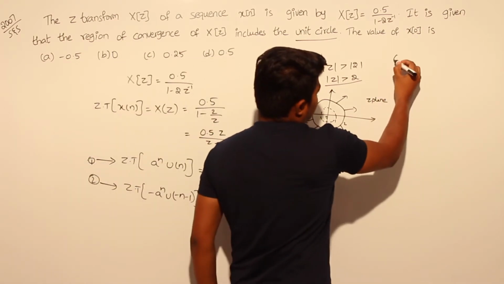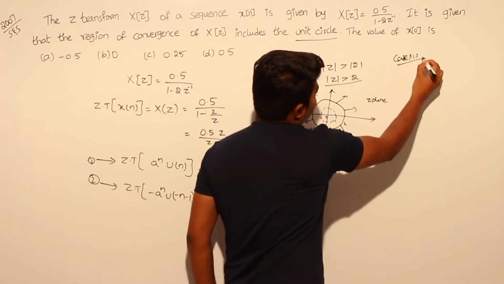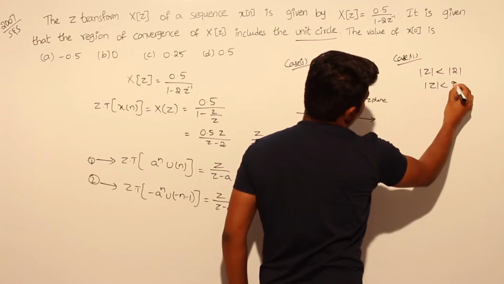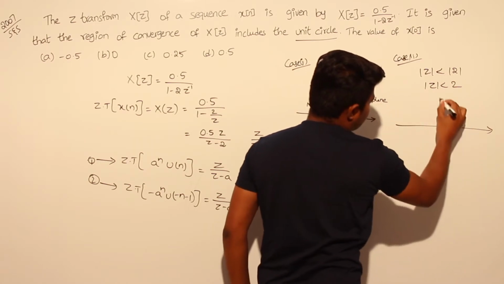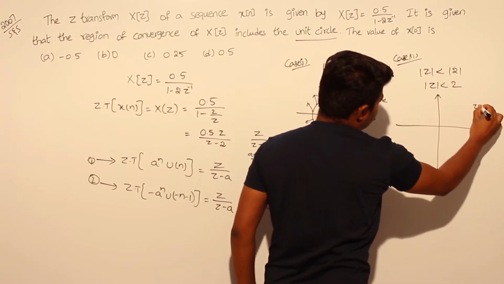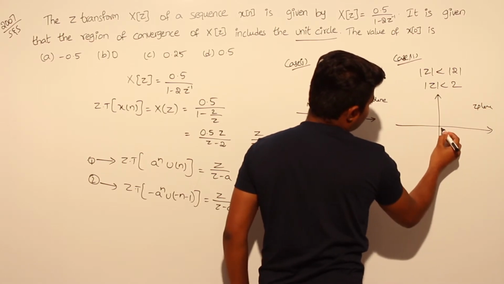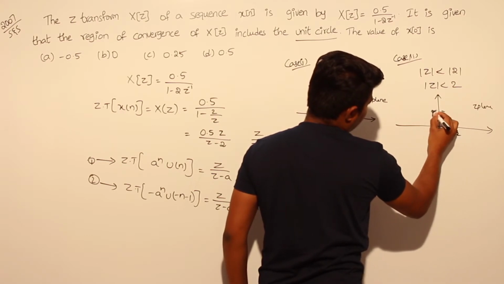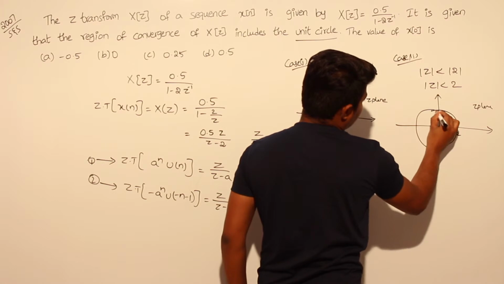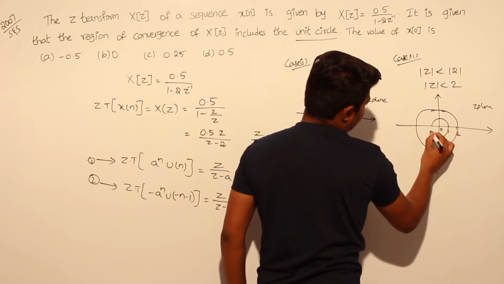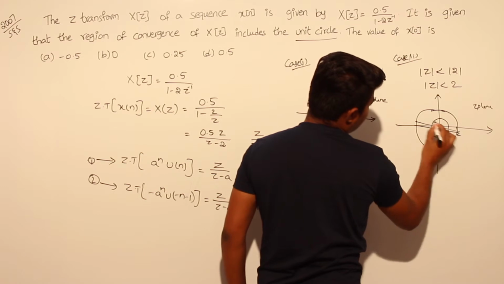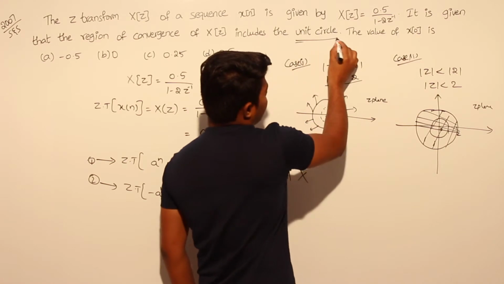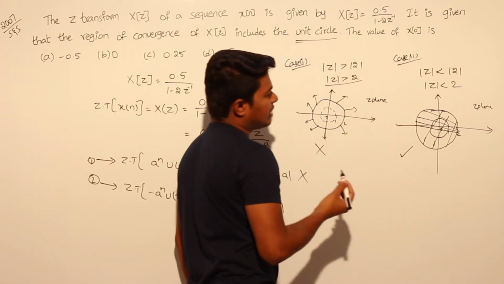Now try the other case, case 2, where |z| < |a|, which means |z| < 2. Now draw the ROC for the same case. This is the z plane. Now draw the ROC with |z| < 2. This will be 1, this will be 2. Draw the circle with radius 2, and now draw the circle with radius 1. For radius 2, this will be the ROC. Now it is covering the unit circle. So this will be the required z transform.